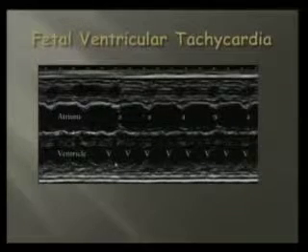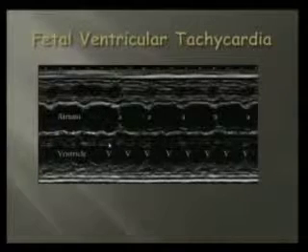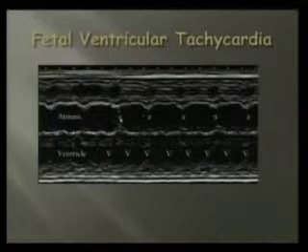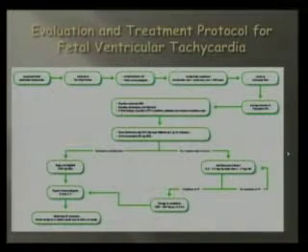So here's the M mode, and you see the ventricular rate is much faster than the atrial rate. This is basically AV dissociation, no relationship between the A's and the V's, and a rapid ventricular rate.